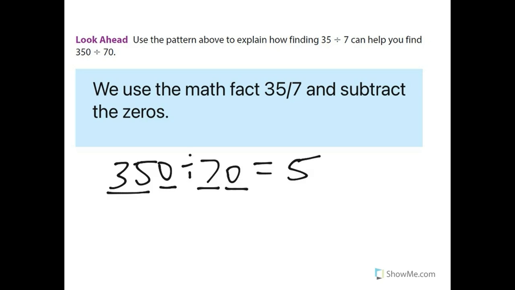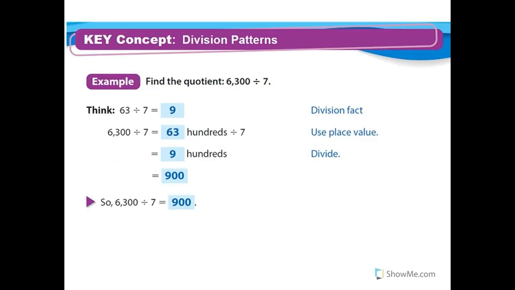And we're going to see that in our in-class practice. Our book is going to use the example in a different way, but we're going to see that we can use the same pattern as we used in multiplying whole numbers with zeros, with powers of 10. But instead of adding them, we subtract them. All right, so let's look at our key concept.